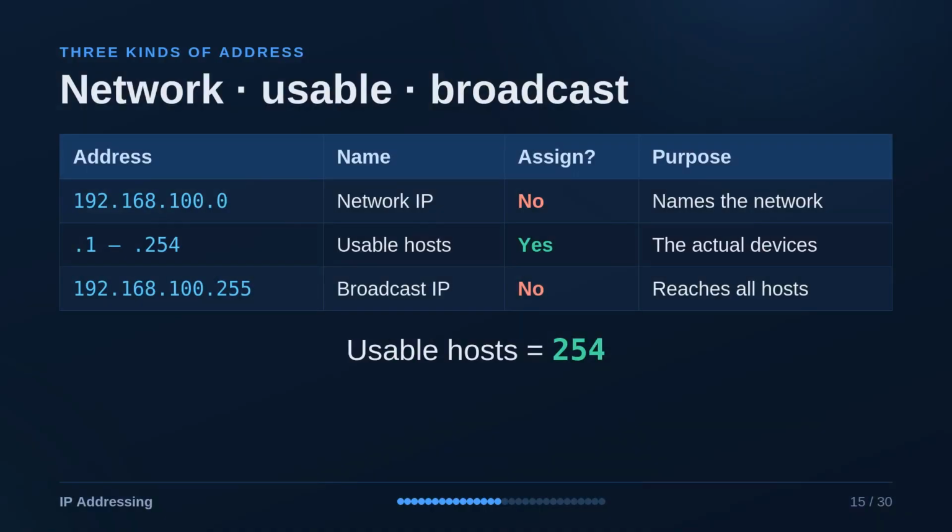The first, host bits all 0, is the network IP, naming the network itself. The last, host bits all 1, is the broadcast IP, reaching every host at once. You never assign those two. Everything in between, 1 through 254, is usable, 254 addresses.